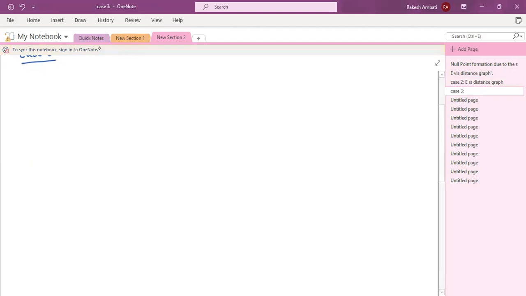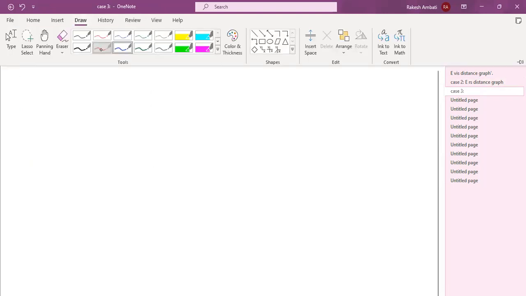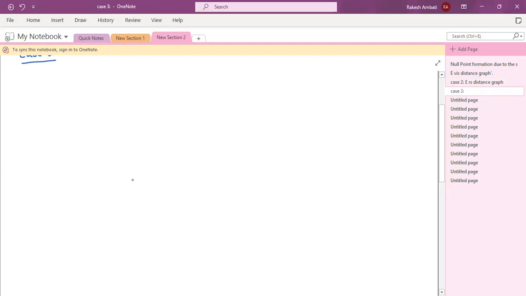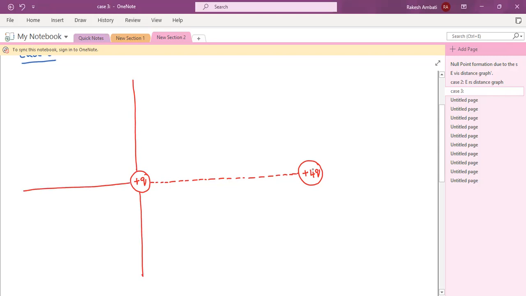In the third case, I'm taking the first charge plus Q and the second charge plus 4Q. So these are the charges given. Same thing, we have to draw the intensity versus distance graph.